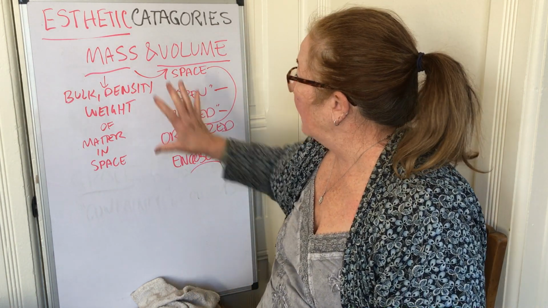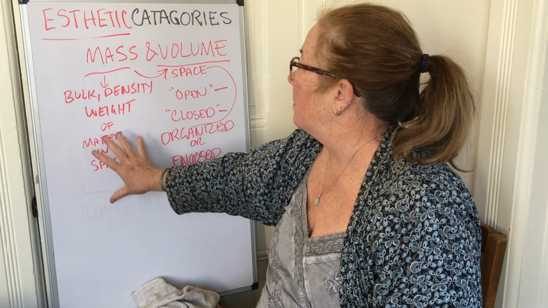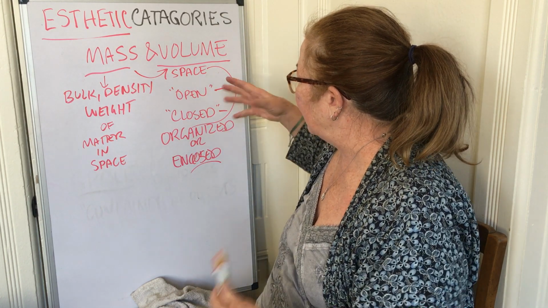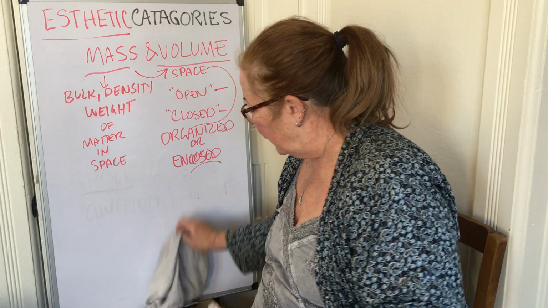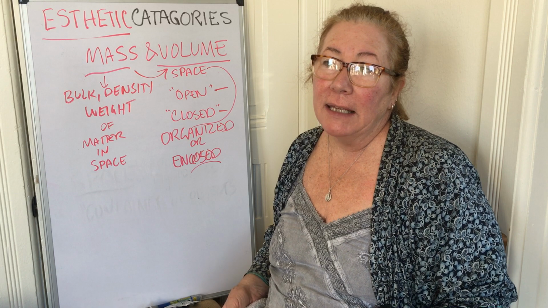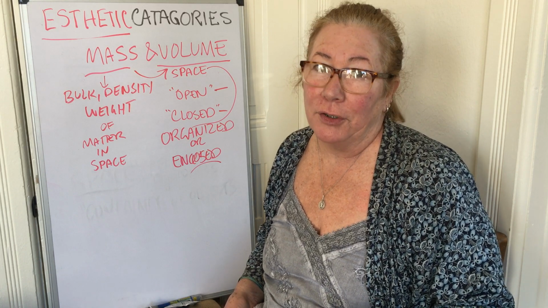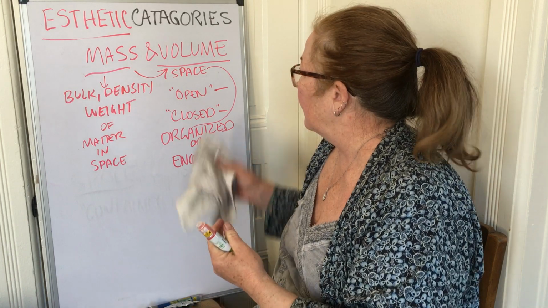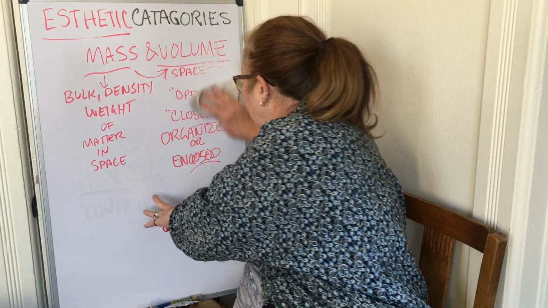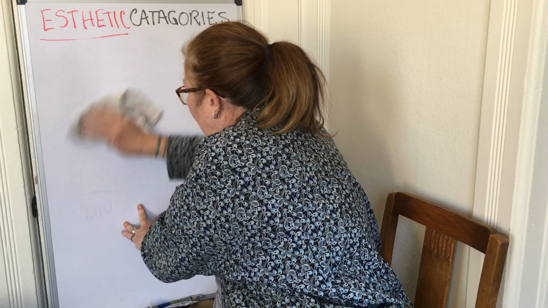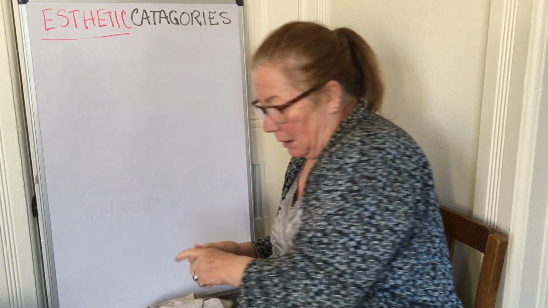So mass and volume, very important. We've got the bulk, density, weight of matter in space, and volume is how that space is organized or enclosed. So that can relate more to, we tend to think of it more for architecture than we do for sculpture. And of course, for two dimensions, it doesn't really quite make a difference on that. So mass and volume, very, very important.